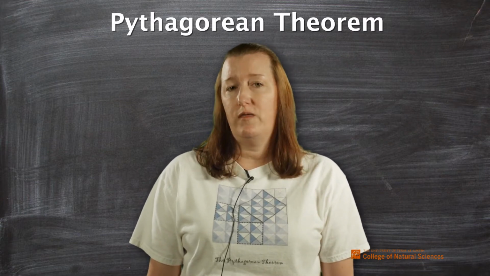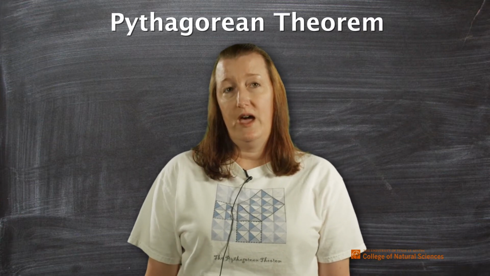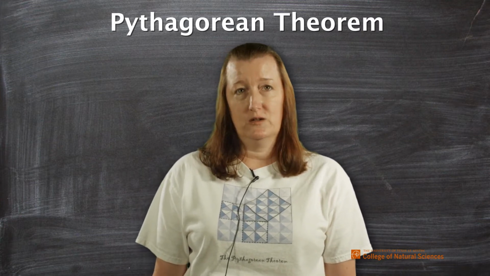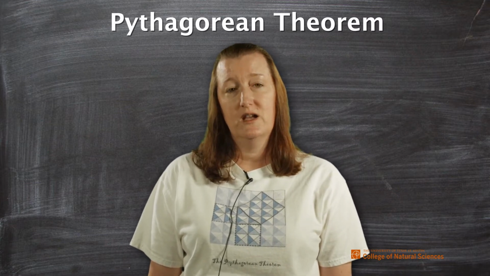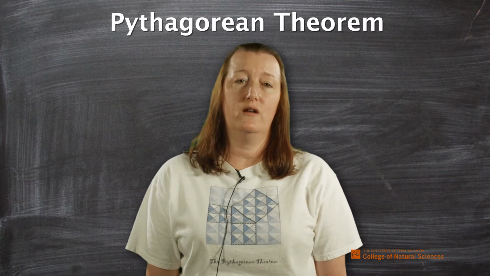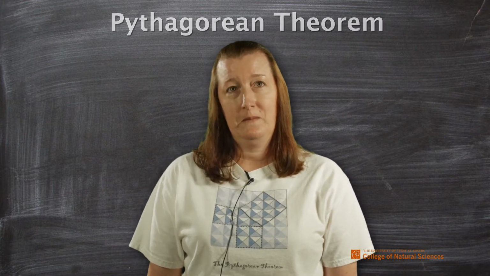The converse of the Pythagorean theorem is also true, and that would say that if any triangle has that relationship between the sides, the square of the length of the hypotenuse is equal to the sum of the squares of the lengths of the other two sides, then we know the triangle is a right triangle. We're going to see an application of the converse of the Pythagorean theorem today.